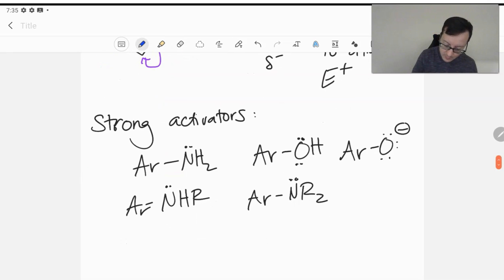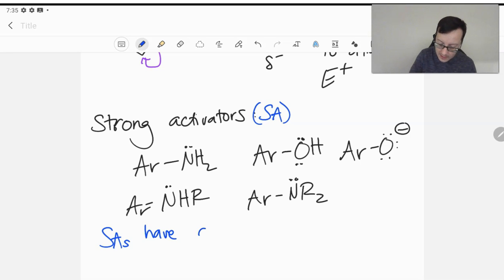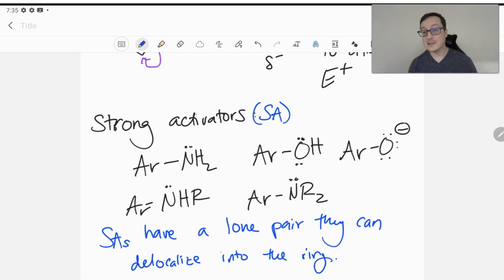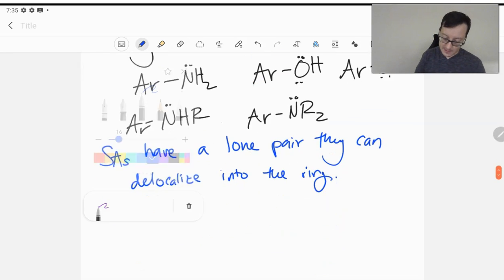So all strong activators, and I'll abbreviate them SA, strong activators, SAs, have a lone pair they can delocalize into the ring. And so we'll classify these as strong activators because they can completely donate electron density. We're going to see we have other electron donating groups that are not as strong, and we call these moderate activators.